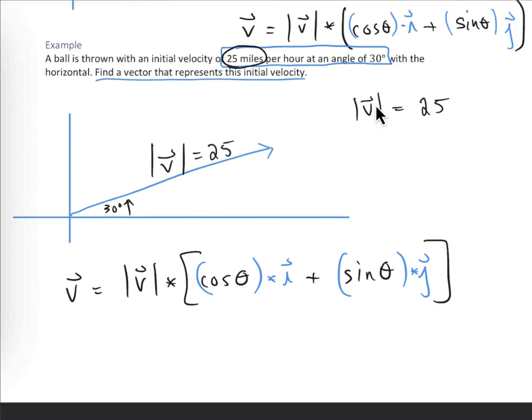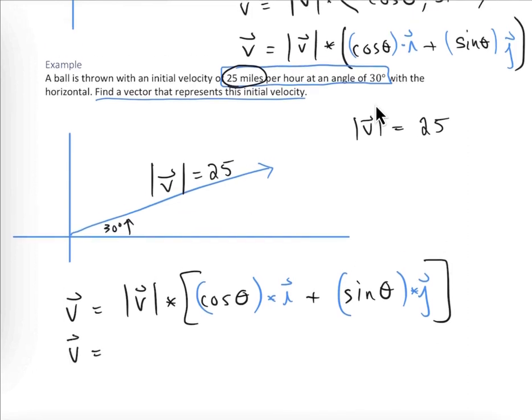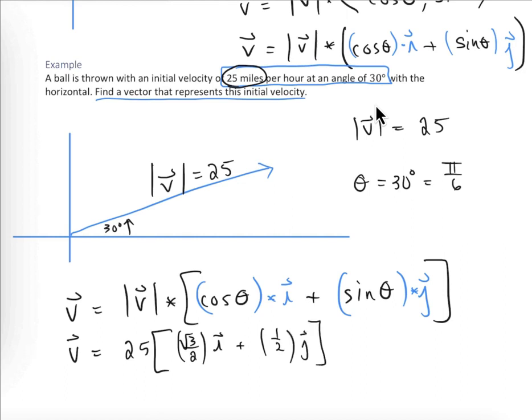Okay, so we'll start off by saying mag v, we know mag v is 25. We've been given that information. And so now we're going to figure out what is the cosine of angle theta. Well, theta is equal to 30 degrees. My brain remembers that in radians, pi over 6. And so the cosine of 30 degrees is the cosine of pi over 6, which is rad 3 over 2. And that's my multiplier on my i vector. And then the sine of 30 degrees, sine of pi over 6, is 1/2. And that's going to be my multiplier on my j vector.